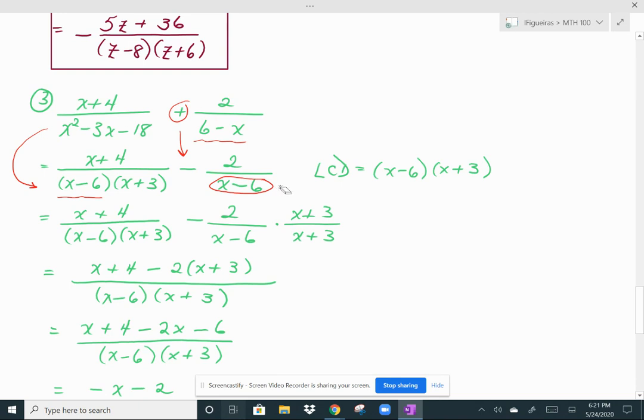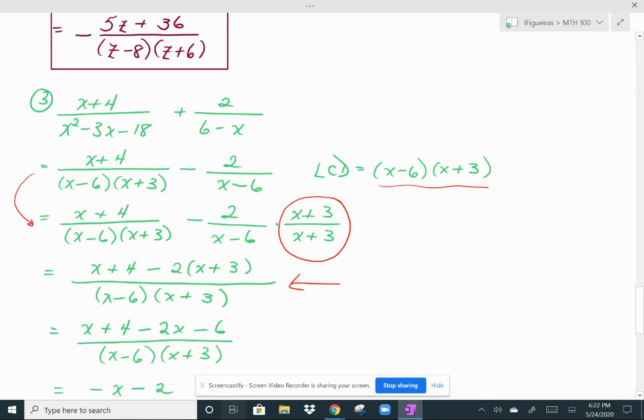So now it makes it easier for us to identify the LCD as x minus 6 and x plus 3, because now they have x minus 6 in common. So if you can apply that trick, that's a good idea. So again, the first expression stays the same. It already has a common denominator. The second one gets multiplied by the missing factor, x plus 3. Then I wrote it as a single fraction, showing that I need to still distribute the negative 2 across x plus 3. And then here I did the distribution.